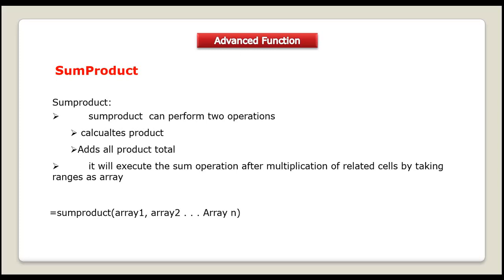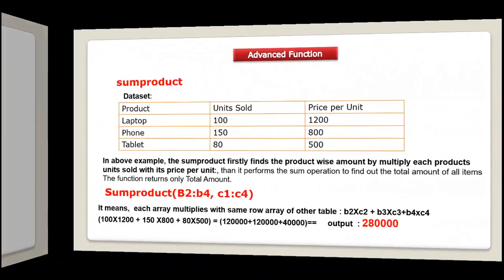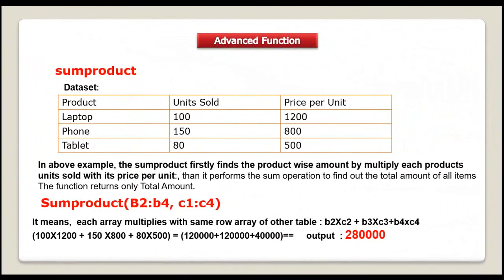If you look at the syntax, it appears like this: SUMPRODUCT(array1, array2). Likewise, we can give any number of arrays. Let's see one example. Here is a simple data set of product, units sold and unit price. In the above example, SUMPRODUCT first finds the product-wise amount but does not display it product-wise. It just calculates the product-wise amount by multiplying each product's units with its price.